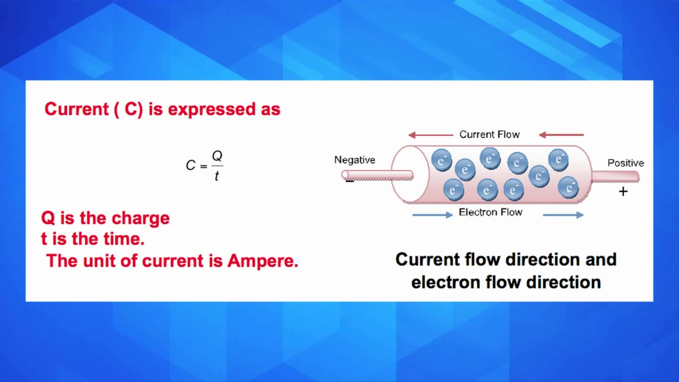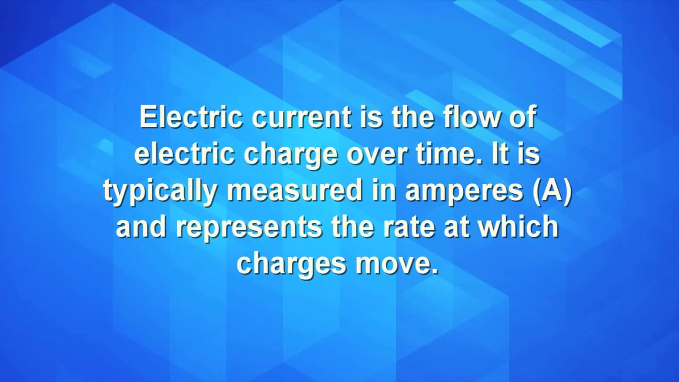The direction of electron flow and current flow in the conductor are in opposite directions. Electric current is the flow of electric charge over time. It is typically measured in amperes and represents the rate at which charges move.